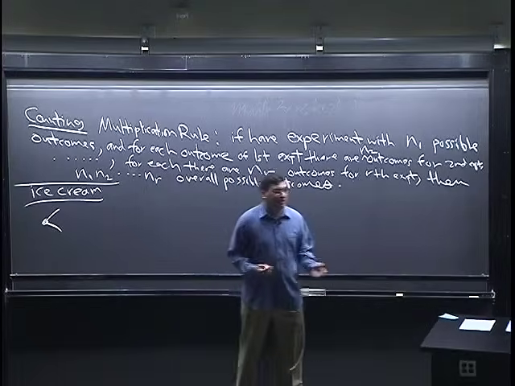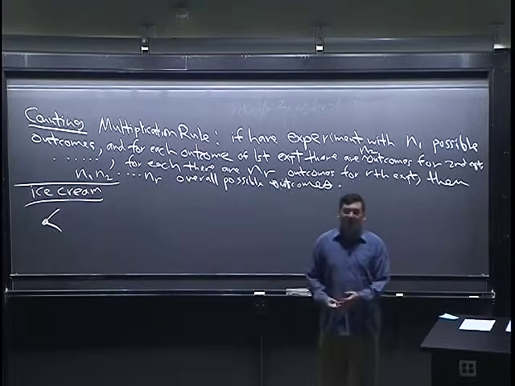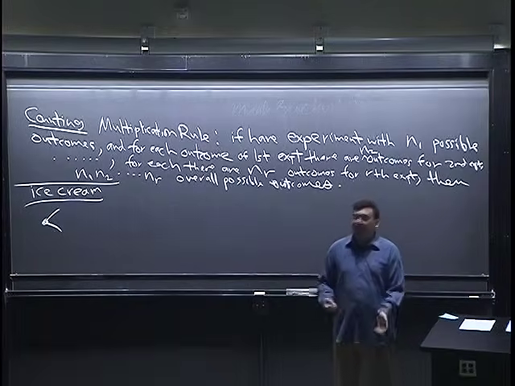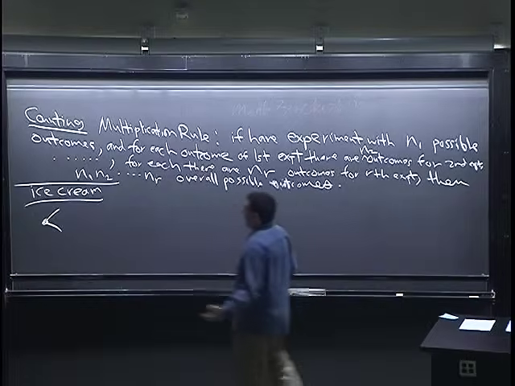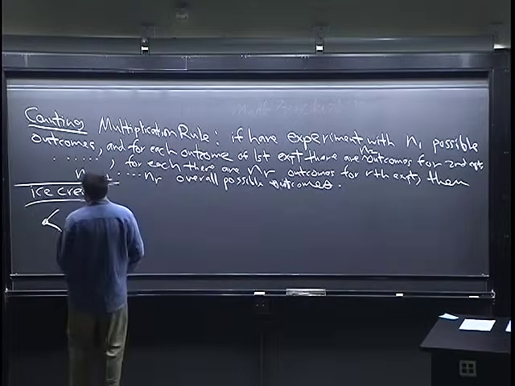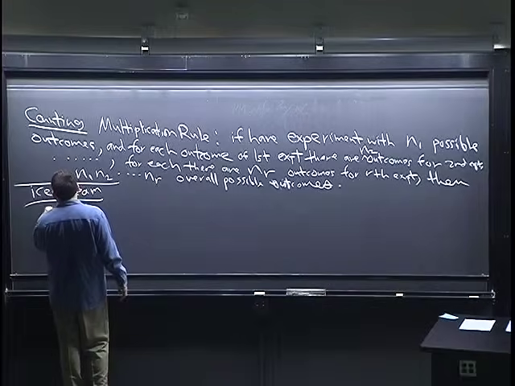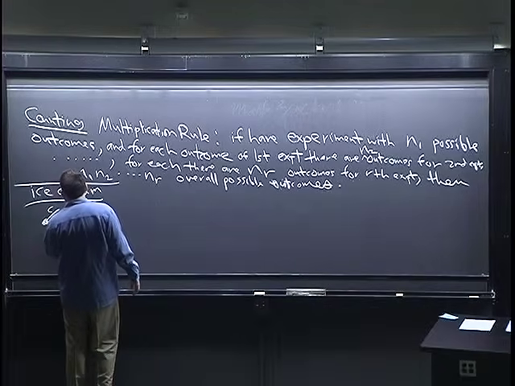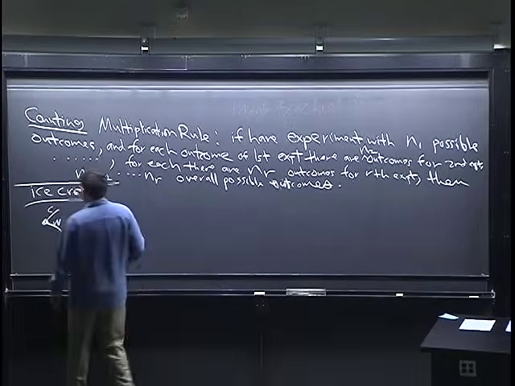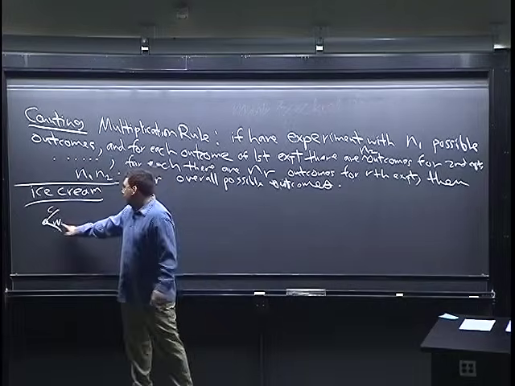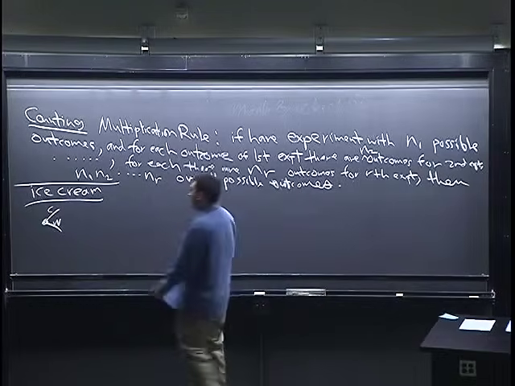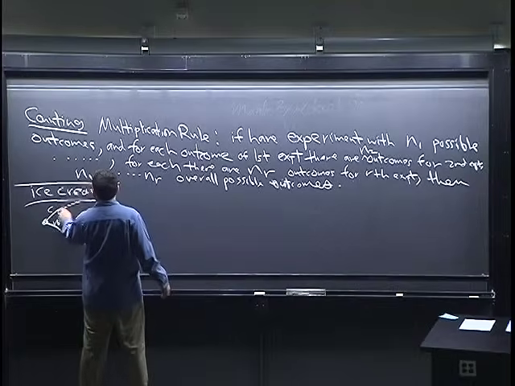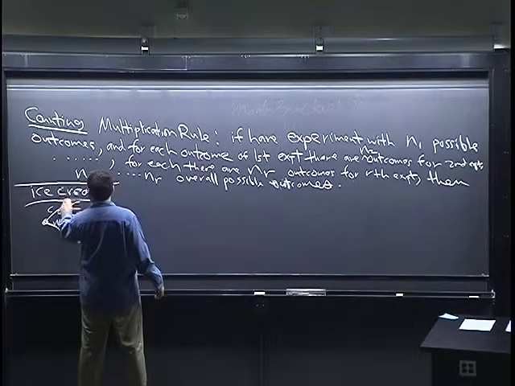So that experiment consists of 2 parts. The first experiment is you choose which type of cone you want, and the second experiment is you choose which flavor you want. Very, very simple. I would depict it like this: at the first branch, you choose either C for cake cone or W for waffle cone. Then once you've chosen which type of cone you want, you can choose chocolate, vanilla, or strawberry.